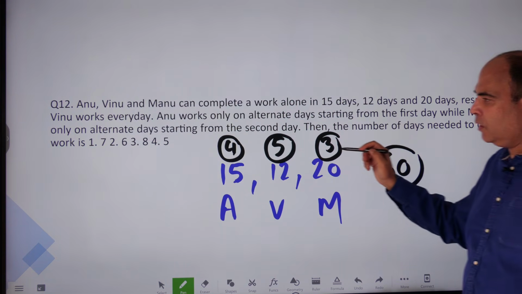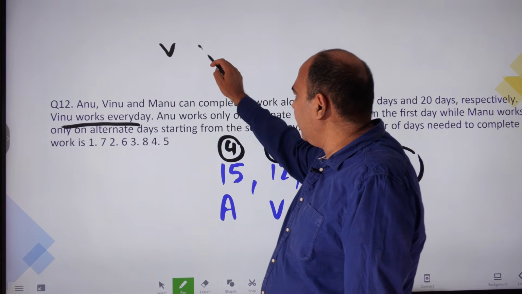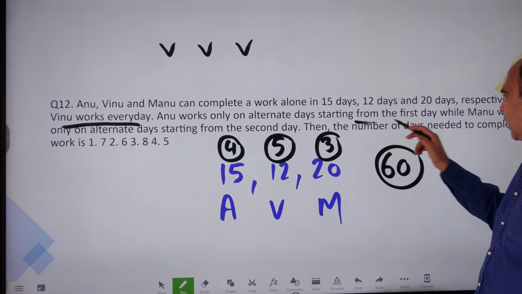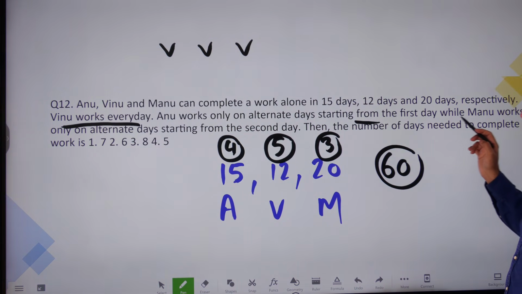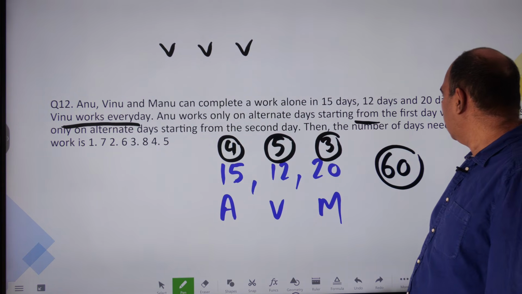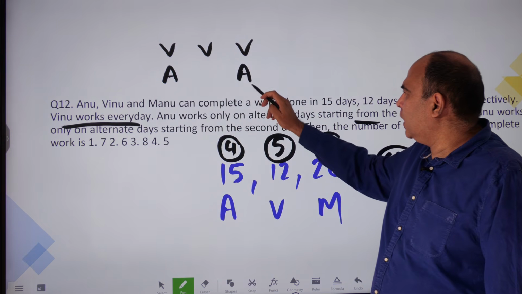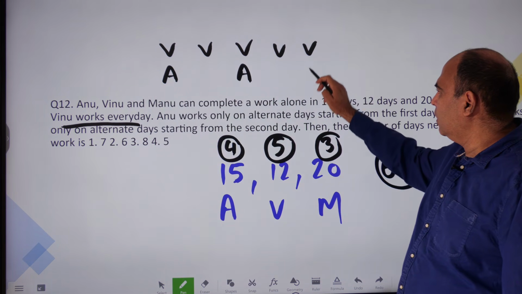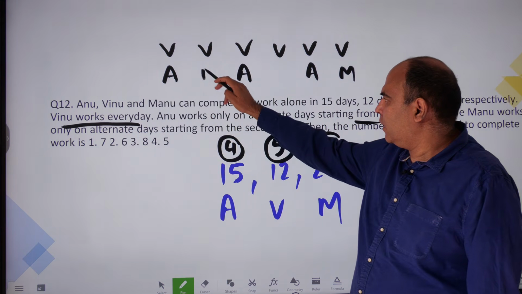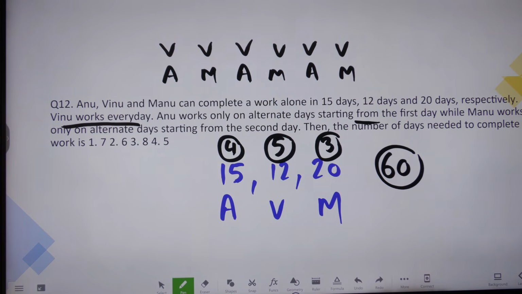What does the question say next? Vinu works every day. So Vinu is working every day. Anu works only on alternate days starting from the first day, while Manu works only on alternate days starting from the second day. So Anu works on every alternate day starting from the first day, and Manu works every alternate day starting from the second day. So that means this is the pattern in which they are working.